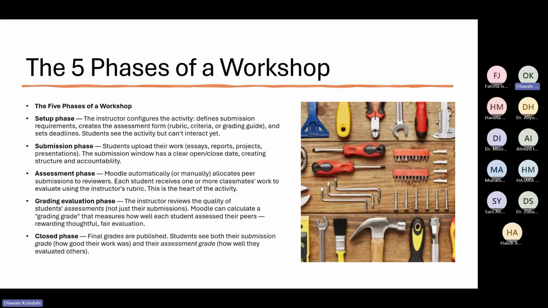Then the third phase is where the real assessment begins. Moodle automatically or manually allocates peer submissions to reviewers. It allocates the submissions to reviewers, and each student receives 1, 2, or 3 classmates' work to evaluate, depending on the setup. So they get the works of their colleagues, which they are going to evaluate using the instructor's rubrics. Okay, so this is the heart of the activity.